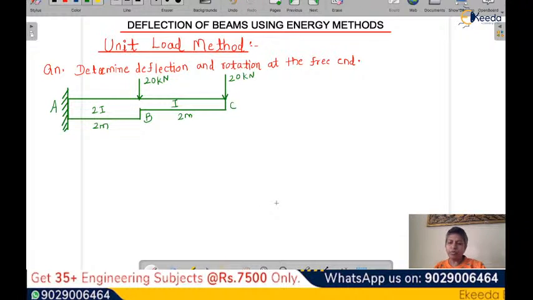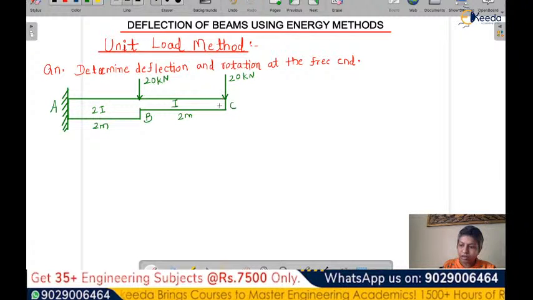Okay. Now, what is expected from us? We have to determine deflection and rotation at the free end. So what we are going to do? We are going to consider a unit load over here. Okay. So we are going to consider unit load and unit moment at this end. Okay. So let us redraw this beam.